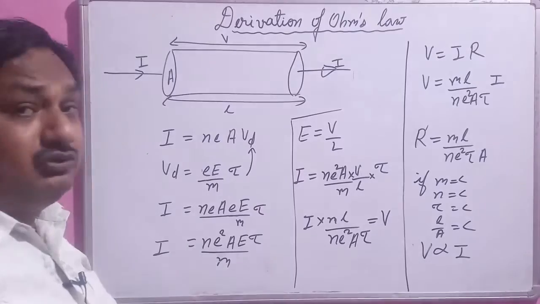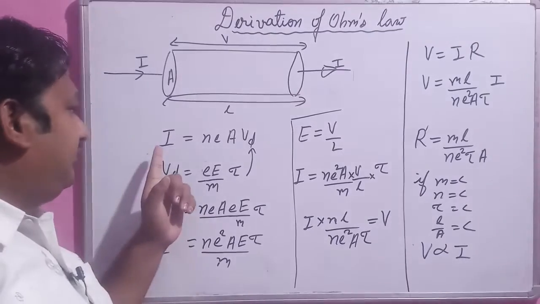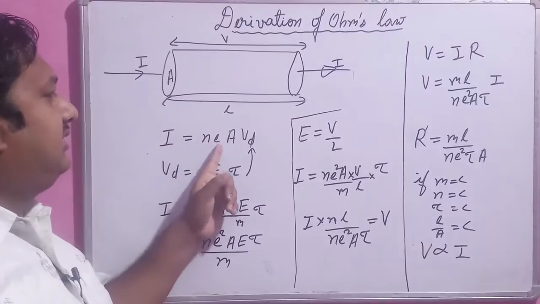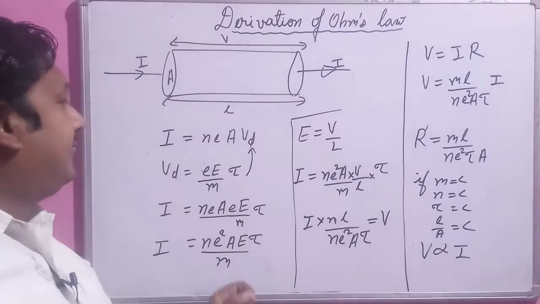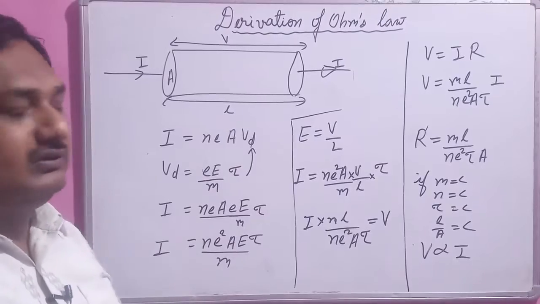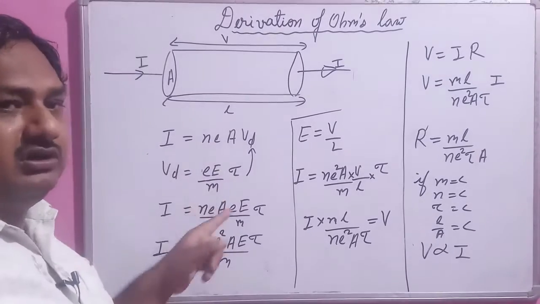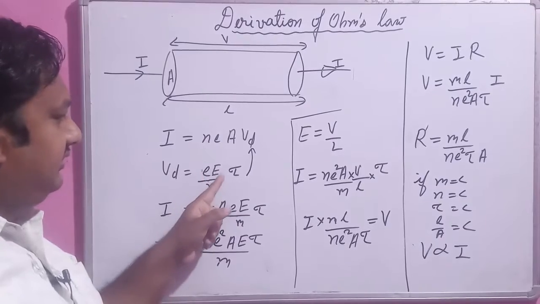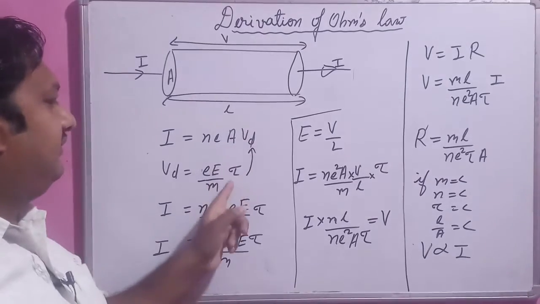Now we have to develop a relationship. In the previous video we saw the relationship between the electric current and the drift velocity, which I have written as I = nAeVd, where n is the number density, the number of electrons per unit volume, e is the charge on the electron, A is the cross-sectional area, and Vd is the drift velocity. We also discussed that Vd = eEτ/m, where τ is the relaxation time.